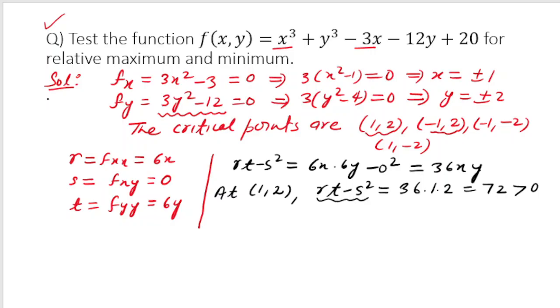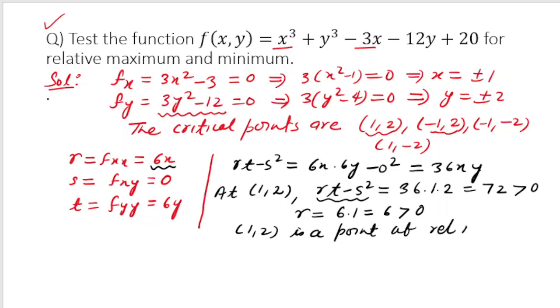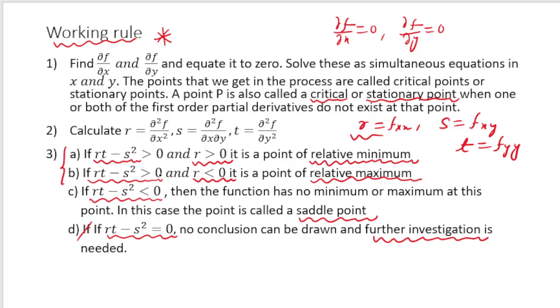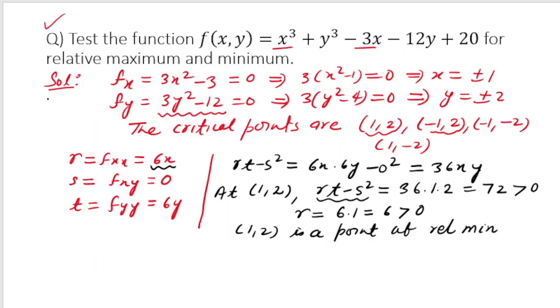So if rt minus s square is greater than 0, then we have to evaluate the function value of r also. So what is r? r here is 6x, right? So at (1, 2), the r value will be 6 into 1, that is 6. So it is also greater than 0. So it means what? That (1, 2) is a point of relative minimum, right? I hope you remember this, that if rt minus s square is greater than 0 and r is also greater than 0, then it is a point of relative minimum.